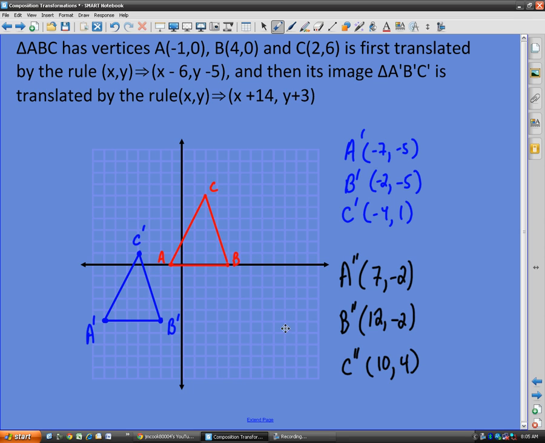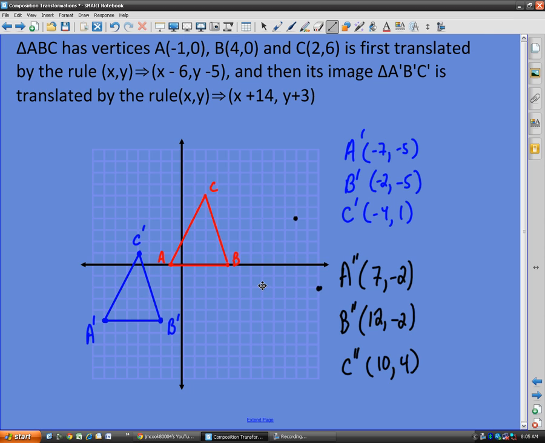If I count 7 over and 2 down, there is A double prime. Then 12 over, 1, 2, 3, and 2 down, there's B double prime. Then 10 over and 4 up, there is C double prime. If I connect these, that will be my composition of transformations.